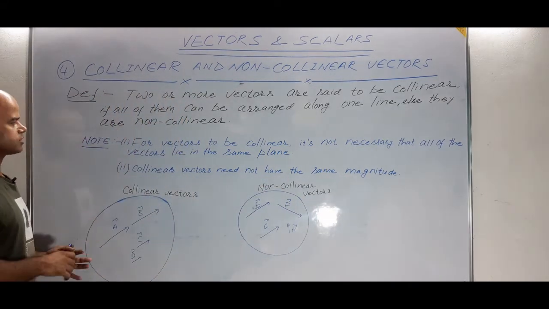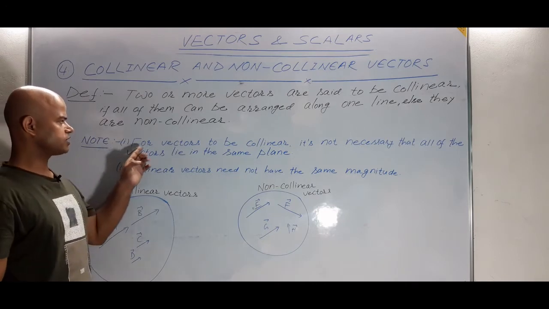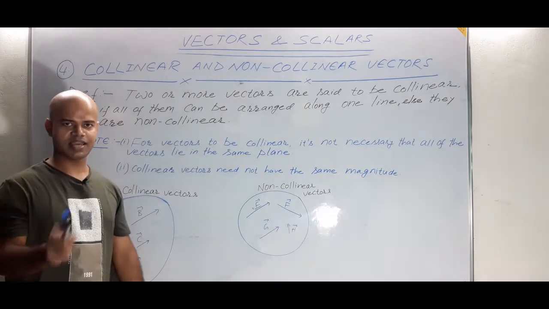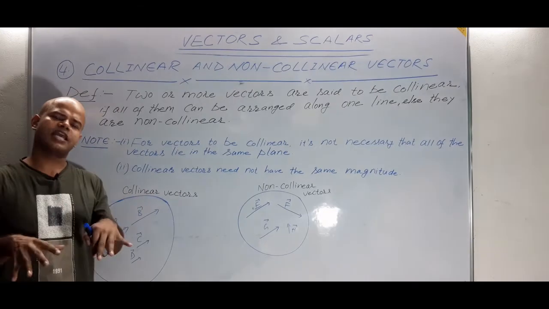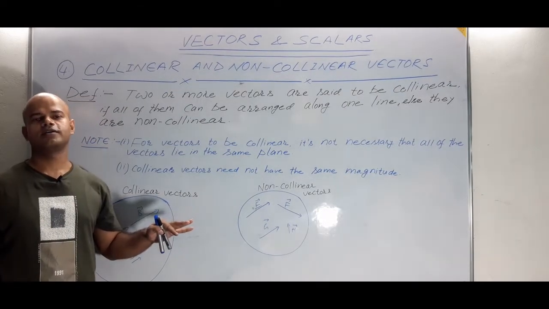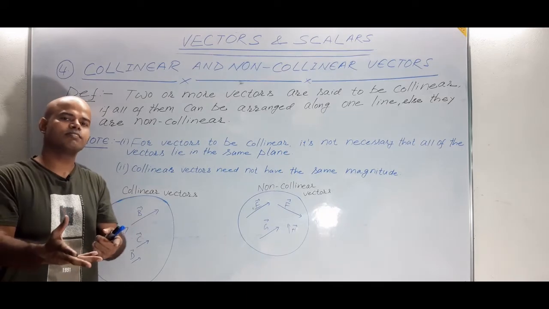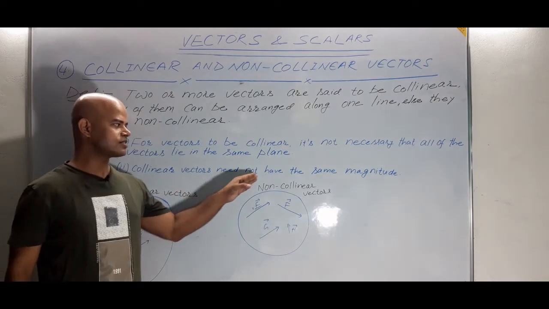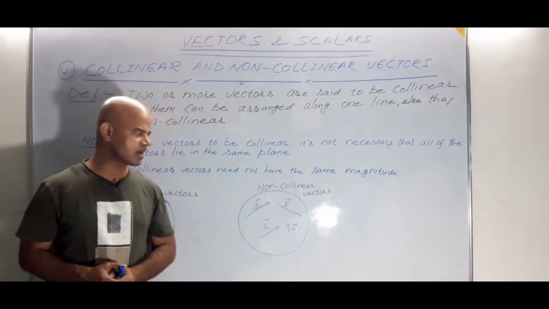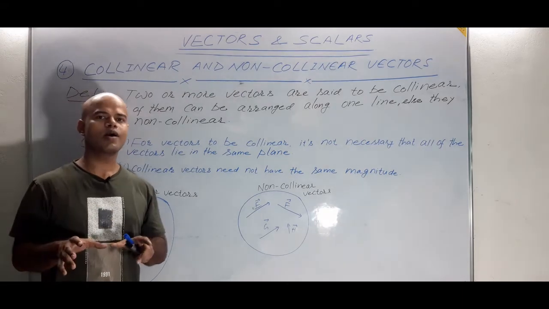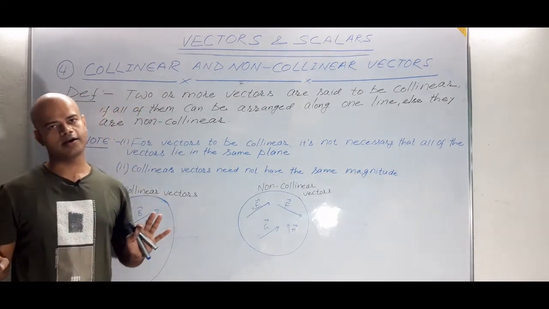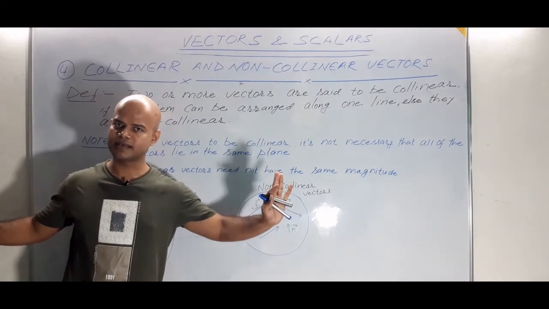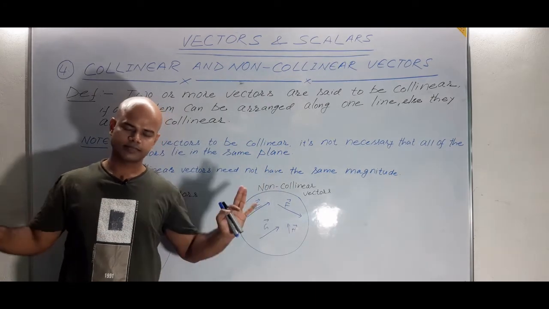Some important points you must take into account. First one is, for vectors to be collinear, it's not necessary that all of the vectors lie in the same plane. Like I told you, they need not lie in the same plane. It is not at all required. Only condition is it should be possible for them to get arranged in one line. That's it. And finally, collinear vectors need not have the same magnitude. Many students start asking, for collinear vectors, is it required that they should have the same magnitude? It's not required. Only condition I have already told, along one line. Whatever be the magnitude, whatever plane they lie, doesn't matter. Got it?